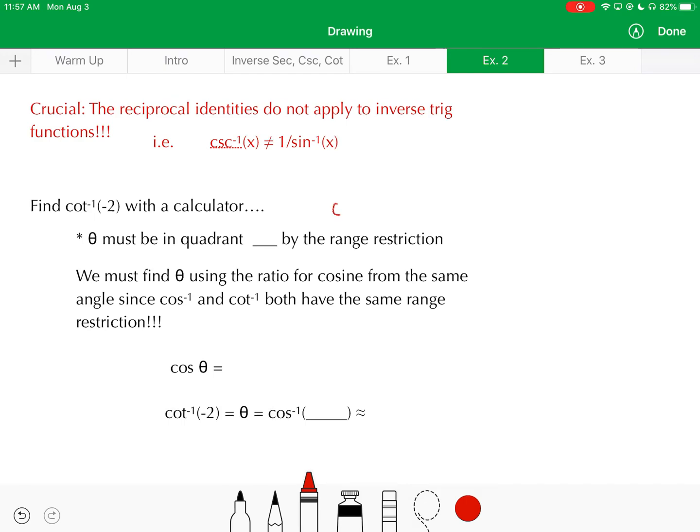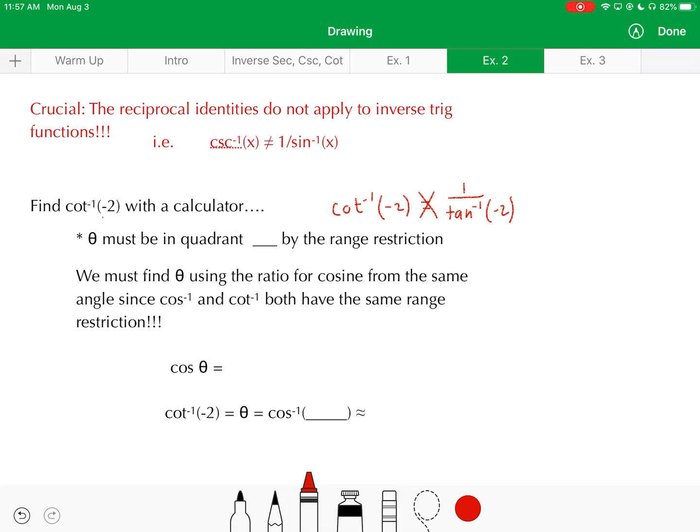What you absolutely can't do is try to say that inverse cotangent of -2 is the same on the calculator as 1 over inverse tangent of -2. These are not equal to each other. So here's going to be the approach. Reason out what quadrant this angle has to be within.